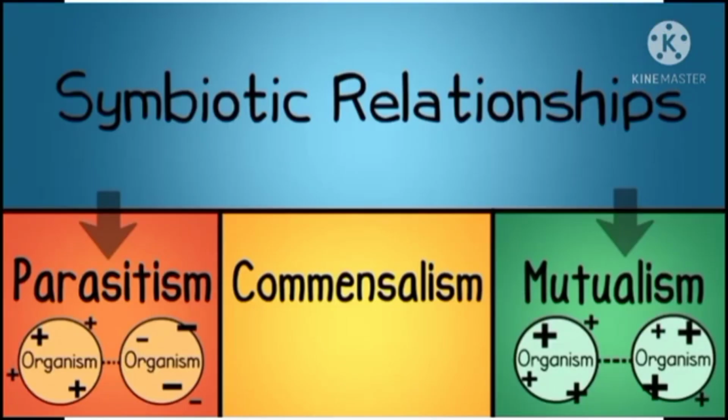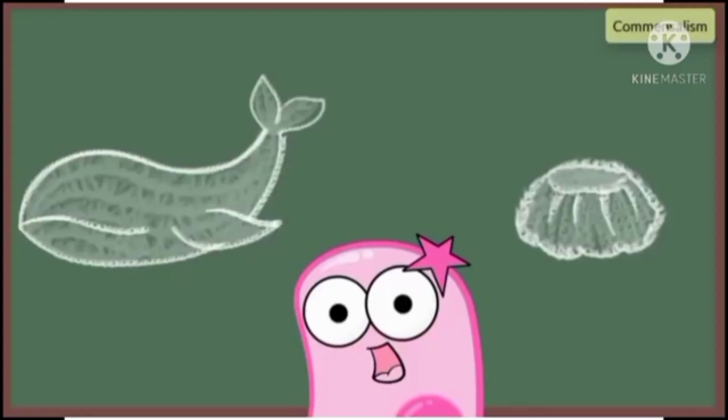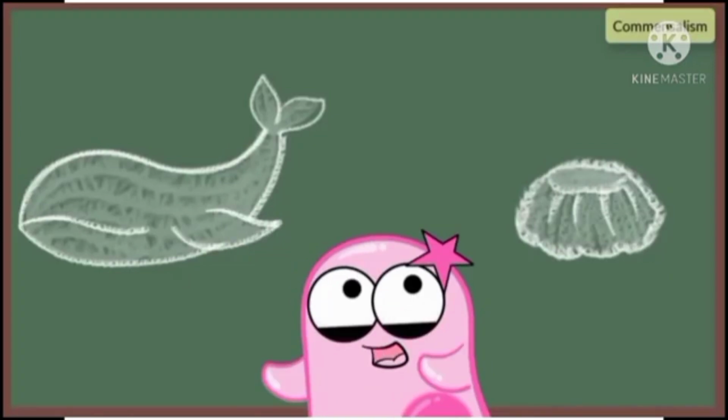The last symbiotic relationship we'll mention is commensalism. This one is interesting because in this relationship, one organism benefits and the other is neither helped nor harmed. It has a neutral effect. Some species of barnacles and whales are a great example.